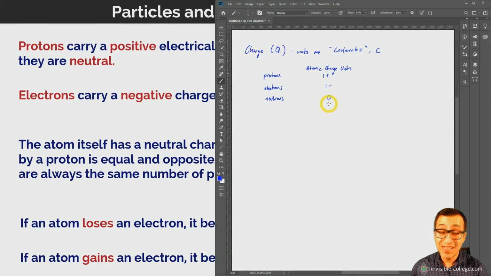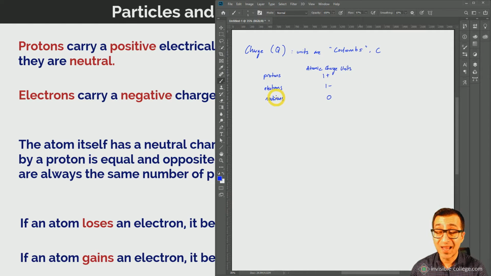Now, the reason why we use these units instead of standard units of charge when we're referring to the amount of charge on something like a proton or an electron is because these are incredibly tiny particles. To express the amount of charge on a proton or an electron in standard units of coulombs, we could do that. If we express it in coulombs here, it would be what we call the elementary charge.